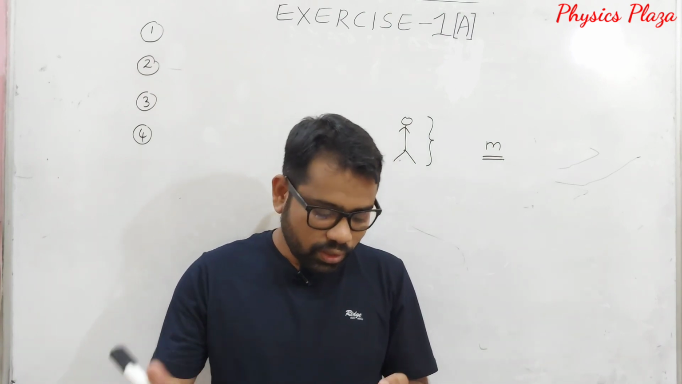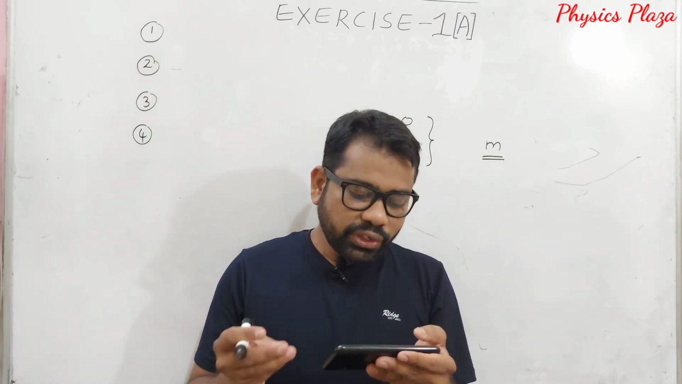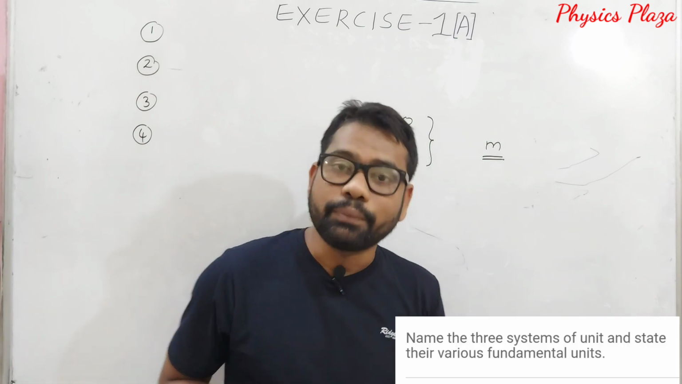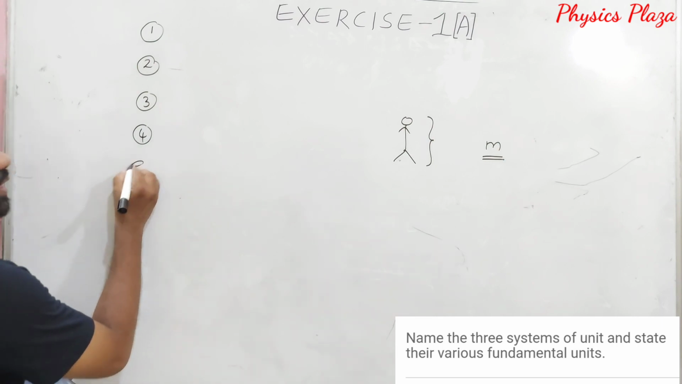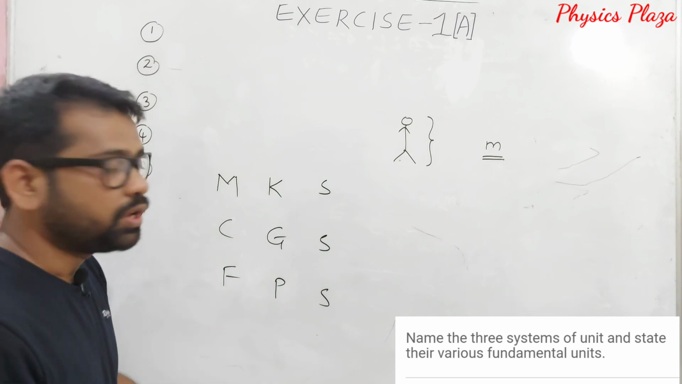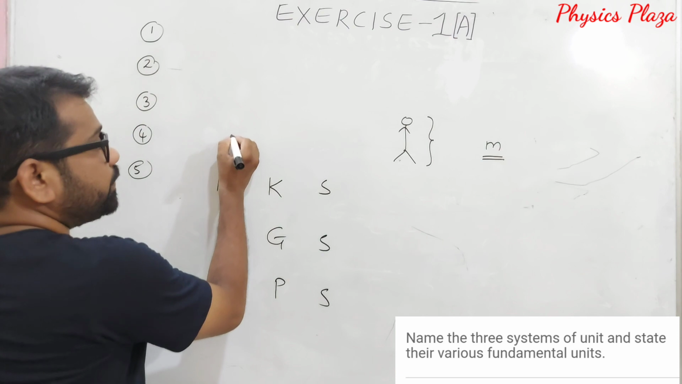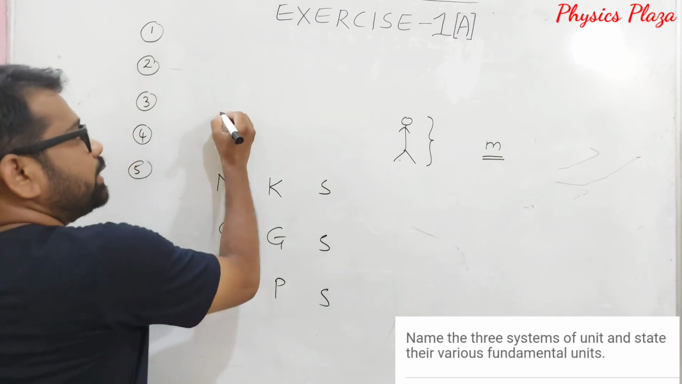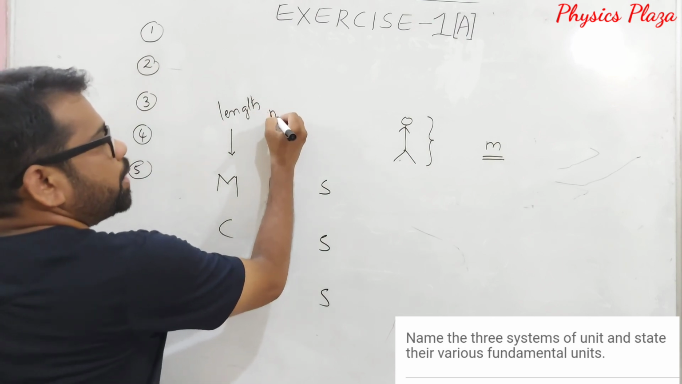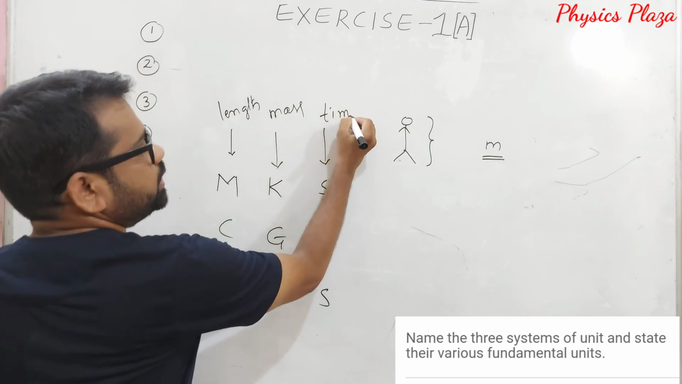Okay children, fine. Now moving to question number 5. Name the 3 system of units and state the various fundamental units in them. So children, 3 system of units means we have MKS system. So in MKS system, dear children, one more very important thing is that the first letter represents length. Second one is mass. So as usual, third one is time only.